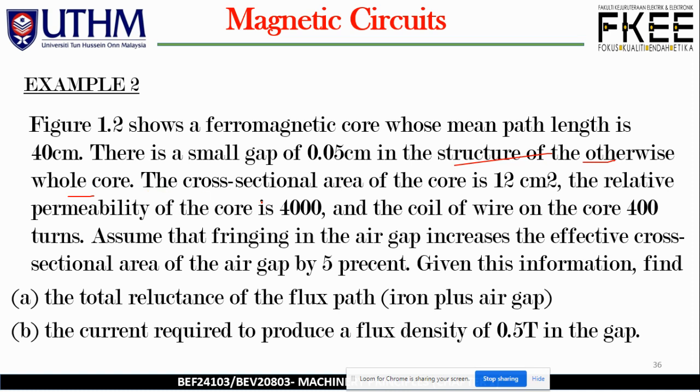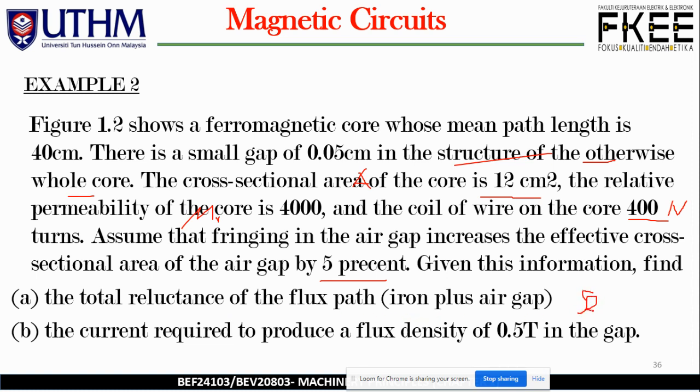The cross-sectional area of the core is 12 centimeters squared. So this is the A, the area, and the relative permeability, mu r, of the core is 4000. The coil of wire on the core is 400 turns. This is the N, or number of turns. Assume that fringing in the air gap increases the effective cross-sectional area of the air gap by 5%.